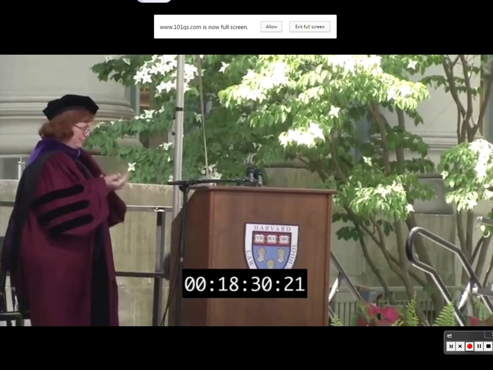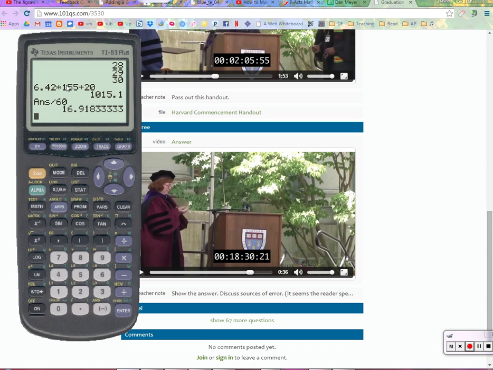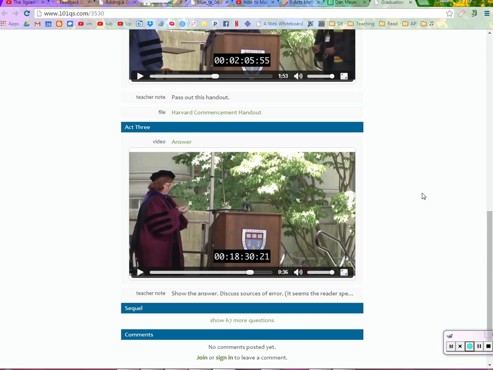Did we? I don't think so. But let's double check. Here's my calculator. Plus 20. So 16.91, that's almost 17 minutes. So we were just off by a few seconds, not too bad. A little bit of variation there. Maybe if we paid a little more attention, counted the time and the people a little better. I don't know. I have my doubts about it. But we did really well.